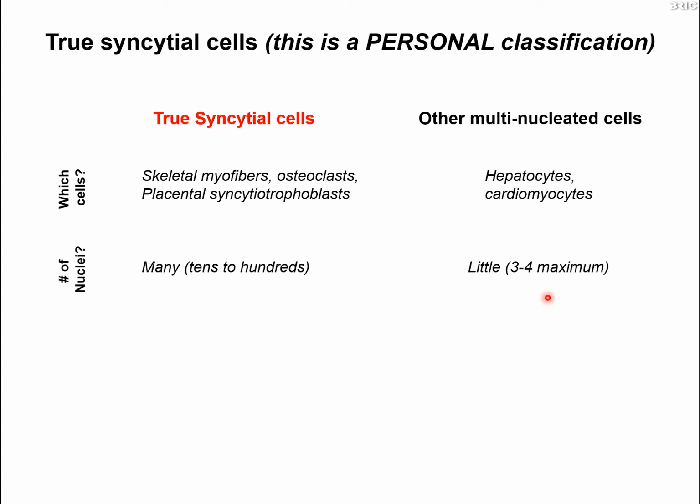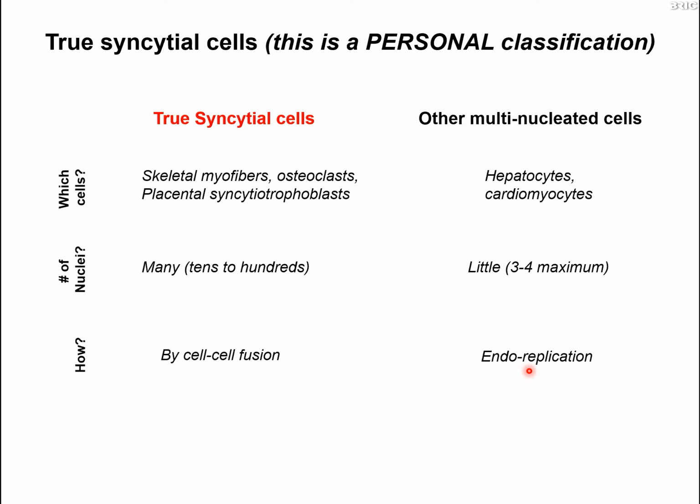Now, in terms of developmental mechanisms, the true syncytial cells are always formed by fusion of mononuclear cells, whereas these other multinucleated cells develop through endoreplication, meaning that these cells undergo the cell cycle without finishing cytokinesis.